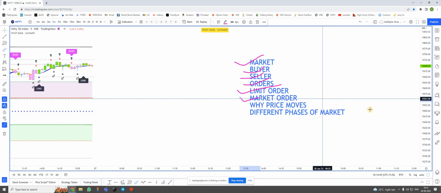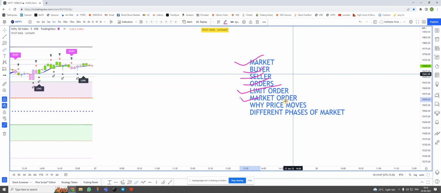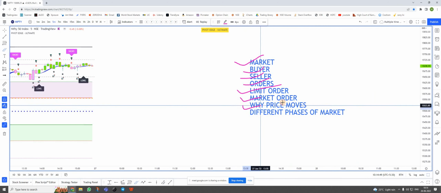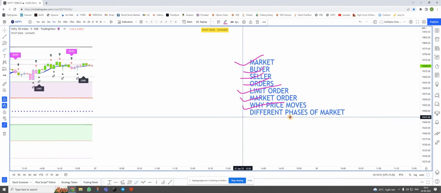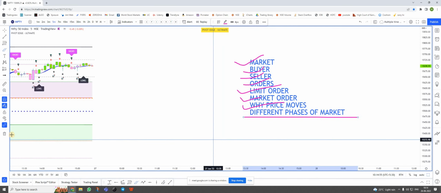Because of this market order, the price will start shooting up. That is why the price moves. Now, different phases of the market. So just in brief I'll explain.